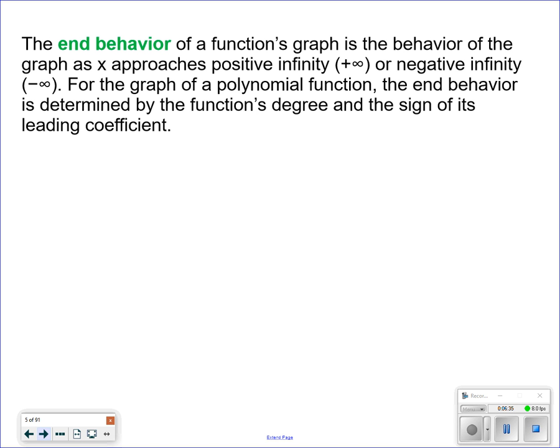Next one. End behavior of the function graph is the behavior of the graph as x approaches positive infinity or negative infinity. For the graph of a polynomial function, the end behavior is determined by the function's degree and the sign of the lead coefficient. So now, and I know I'm going to put this on the next page.